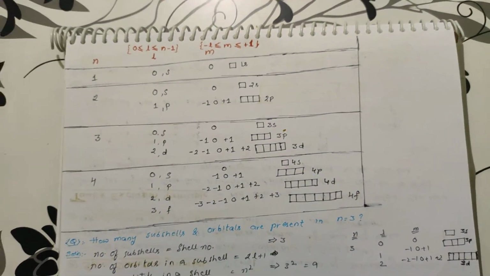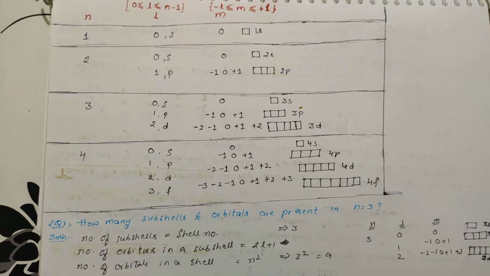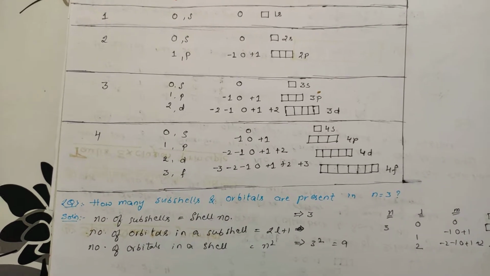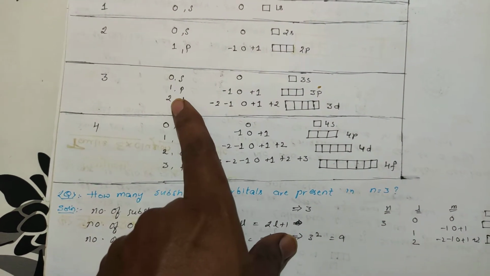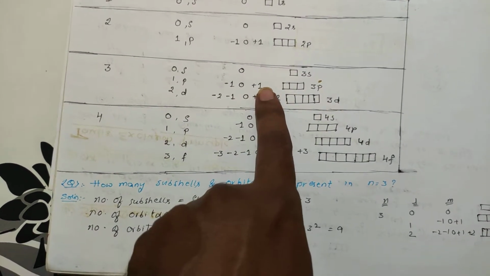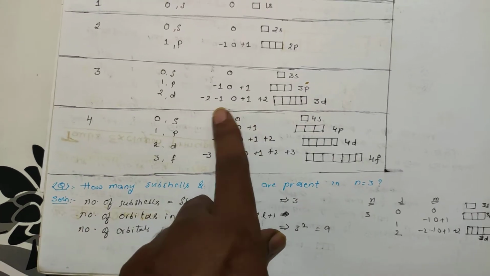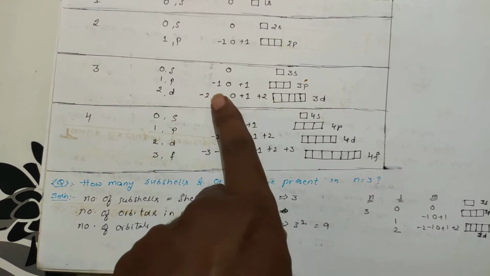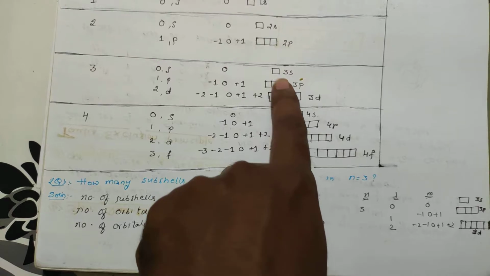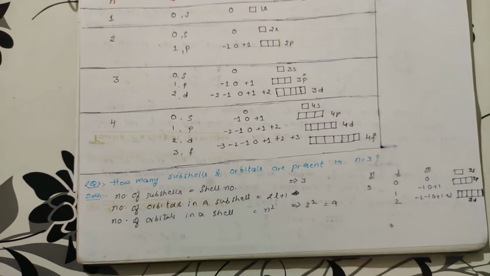So how many orbitals are you having? 3 plus 1, 4, totally 4 orbitals are there. Suppose you go for the next one, s, p, d: 0, 1, 2. For 0, it is 0; for 1, it is plus 1, 0, minus 1; for 2, it is minus 2, minus 1, 0, plus 1, plus 2. See here how many are there? 5. So 5 here, 3 here, 1 here. For each shell it is written like this.